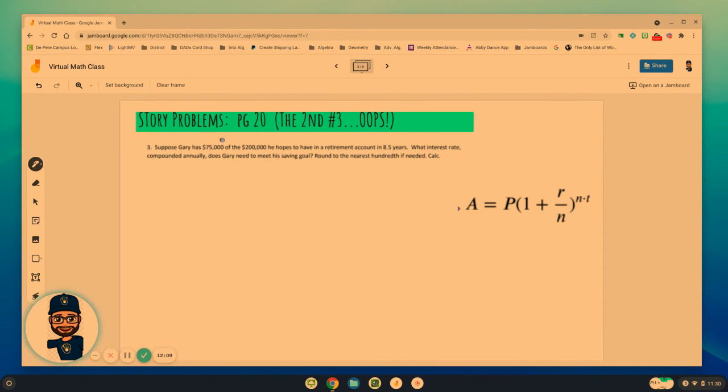So he's already got $75,000. His goal is to get to $200,000 in 8.5 more years. What are we looking for over here in the formula? Well, we are looking for the rate. We don't know the rate. What is that rate? So the amount that he wants at the end is $200,000.